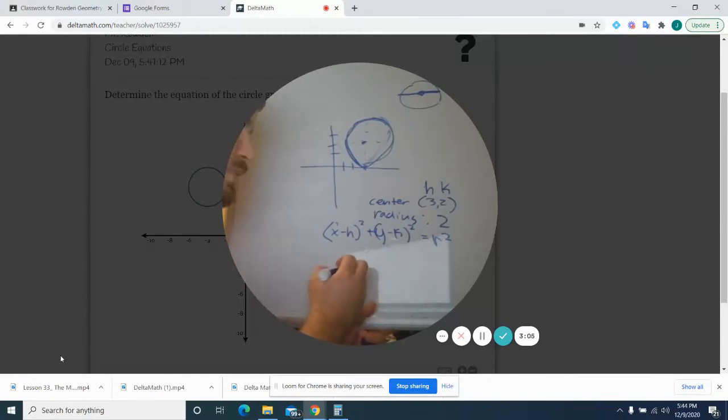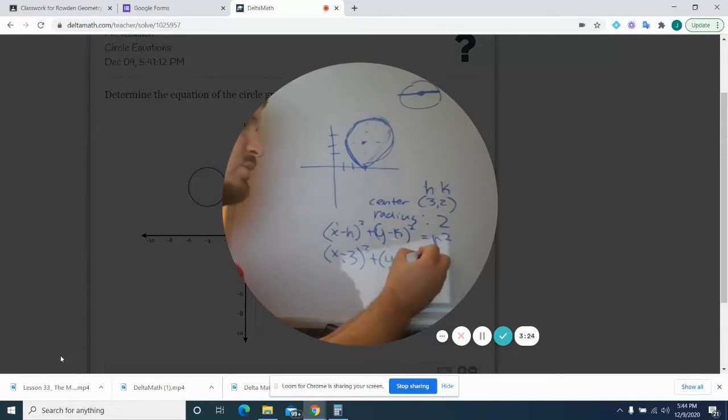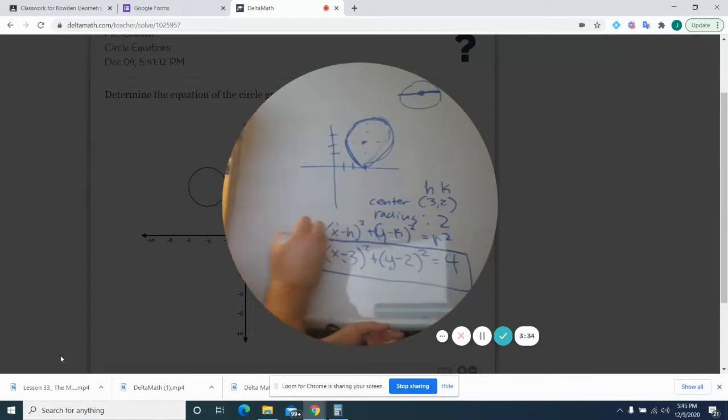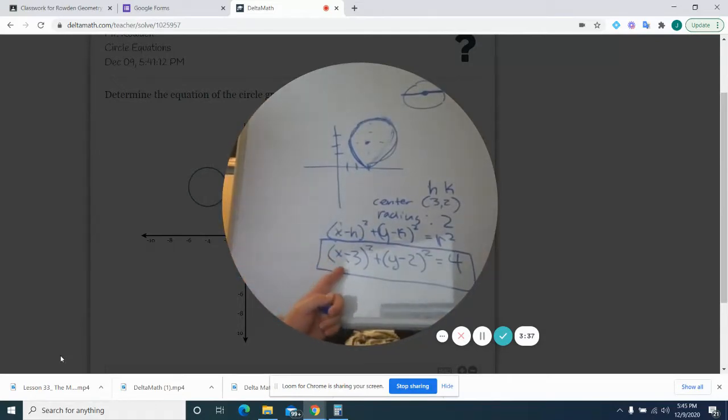So then all you do is just plug in the things that you know. x minus h is whatever the x value of the center is. So put a 3 right there. x minus 3 squared plus y minus k, and k is the y value of the center, so 2, squared equals whatever the radius is. Radius is 2. 2 squared makes it 4. So it's x minus 3 squared plus y minus 2 squared equals 4. Okay, so that's how we do that.